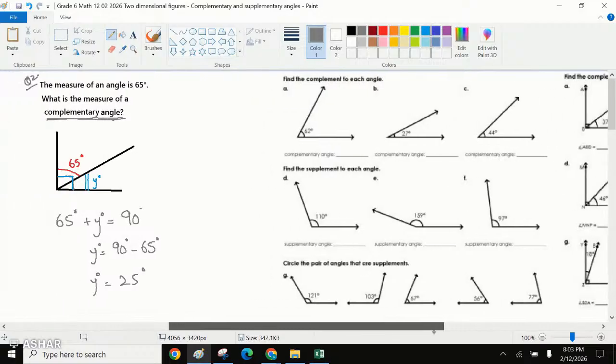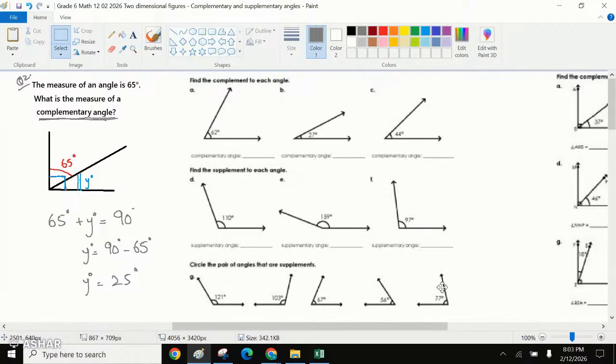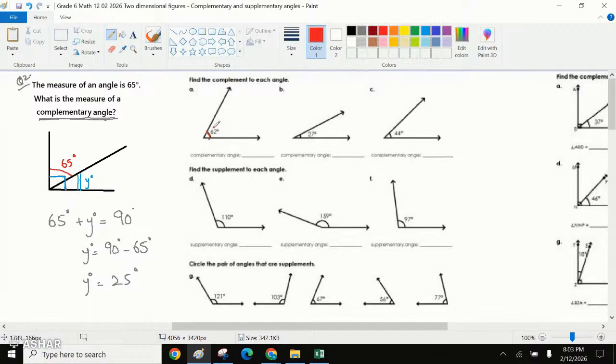So let's look at some examples over here. Some more questions. I just found a few questions for you. If it's a little blurry, I'll rewrite it. This angle is given as 62. They're asking us to find the complementary angle. That means they're asking us to find the missing angle over here that makes a right angle. Agreed? So what should be that missing angle?